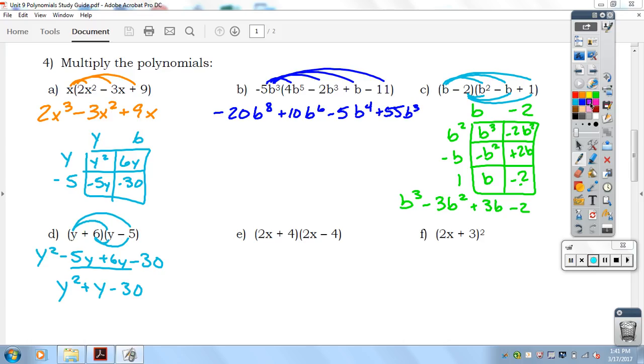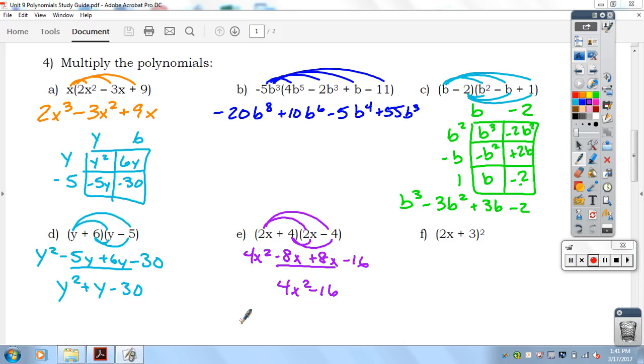E. I will do the double distributive property again for this one. 2x times 2x is 4x squared. 2x times negative 4 is negative 8x. 4 times 2x is a plus 8x. And 4 times negative 4 is negative 16. These are called additive inverses. They cancel. We're just left with 4x squared minus 16.